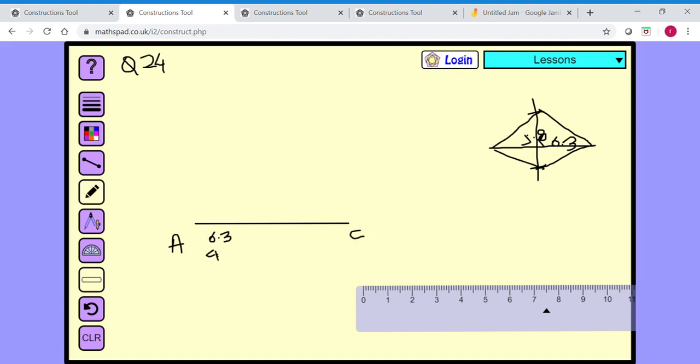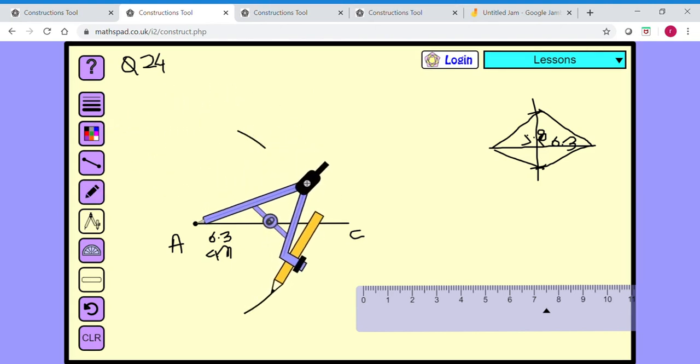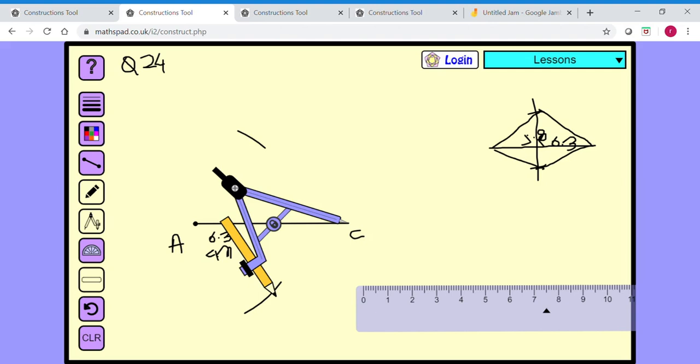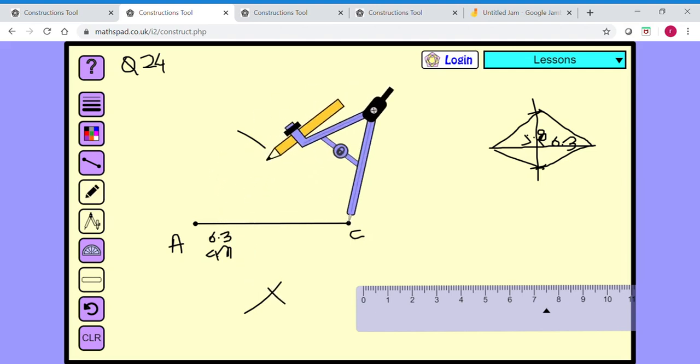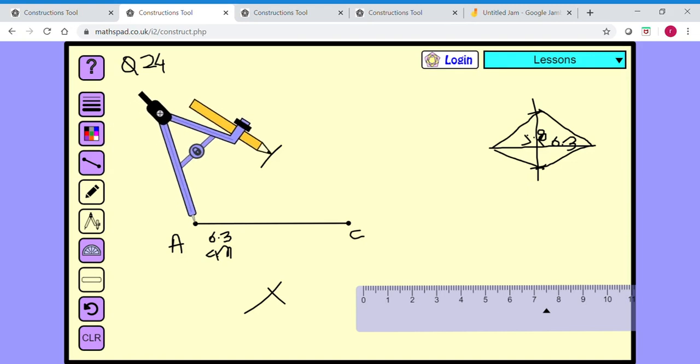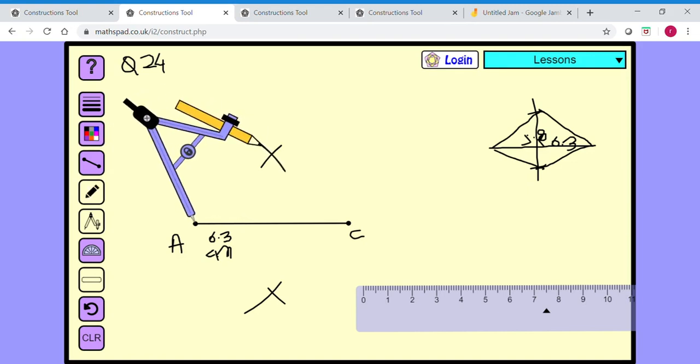Now I need to find the midpoint, for which I will need to use a compass. I keep it here, make a perpendicular bisector, open it more than half, cut it somewhere here on the one side without changing the span, cut it on the other side as well, pick it up, keep it on C and cut this here and cut it on the other side as well. So let me just keep it back, and I have made my perpendicular bisector.